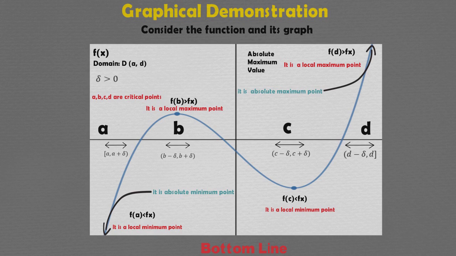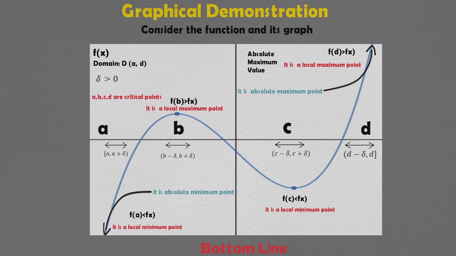The same is true for local minimum and absolute minimum values. That is, every absolute minimum is also a local minimum, but not every local minimum is an absolute minimum. At a we have the absolute minimum, which is also a local minimum, but at c we have a local minimum that is not the absolute minimum, because the absolute minimum occurs at a and its value is f of a.